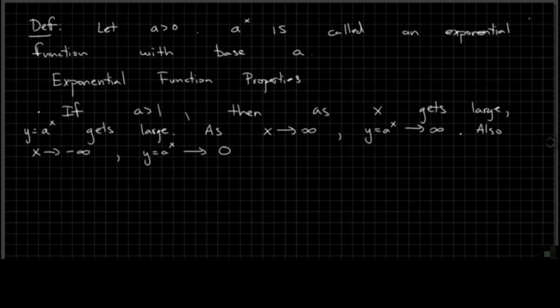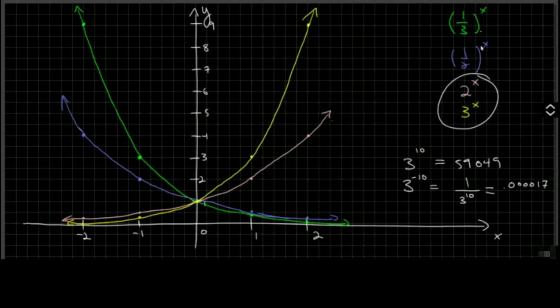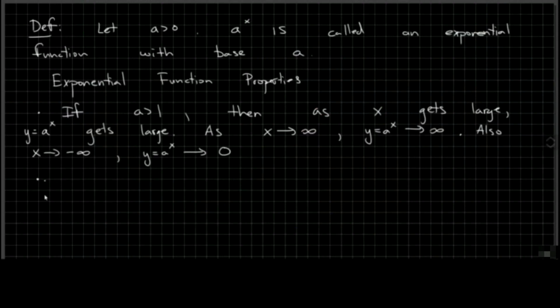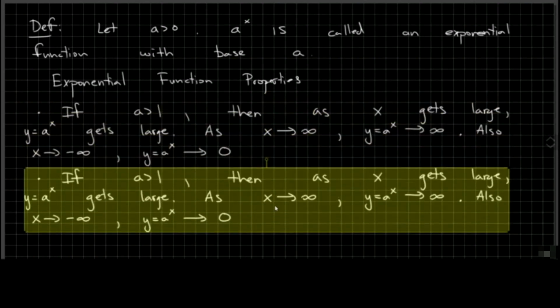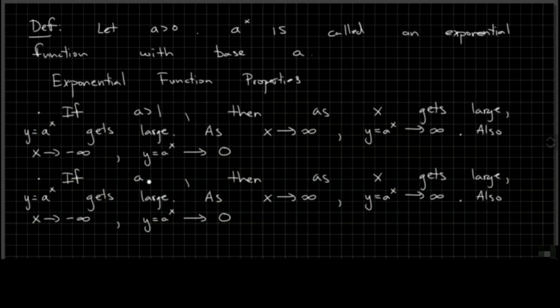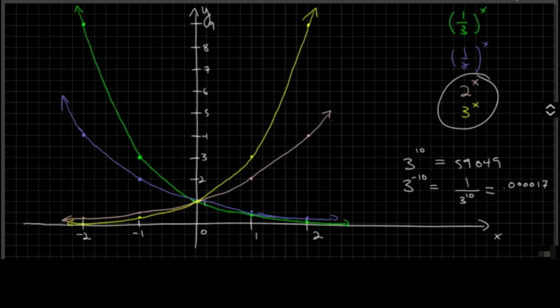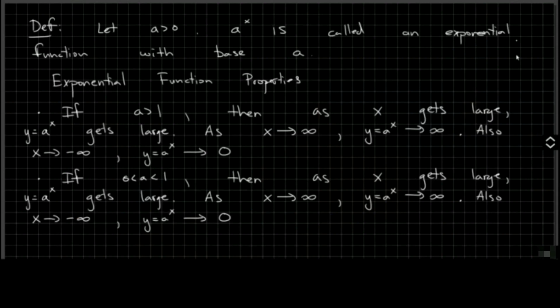Now what about the other functions? So 1/2 to the x and 1/3 to the x. Well, these have bases which are between 0 and 1. So let's just go ahead and copy this whole thing here, because we're just going to make some modifications. So if a is between 0 and 1, then as the x values get larger, the y values are getting closer to 0. So then as x gets large, y equals a to the x gets close to 0.